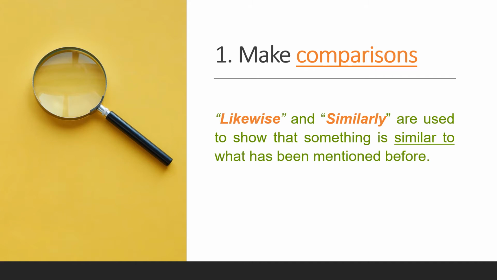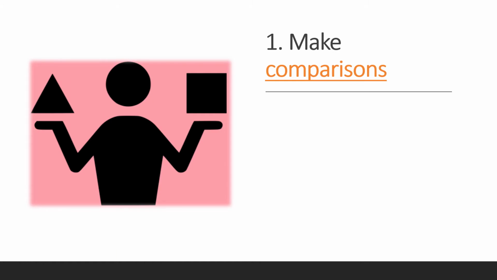Likewise and similarly are used to show that something is similar to what has been mentioned before. Imagine you mention one idea in one sentence, and you would like to mention a similar idea in the sentence following it. You can then add the connective likewise or similarly between the two sentences. Let's take a look at some examples.